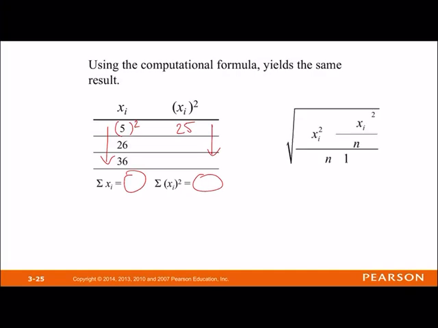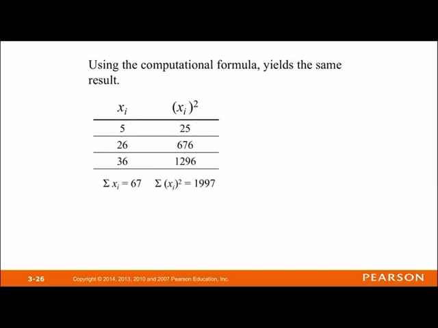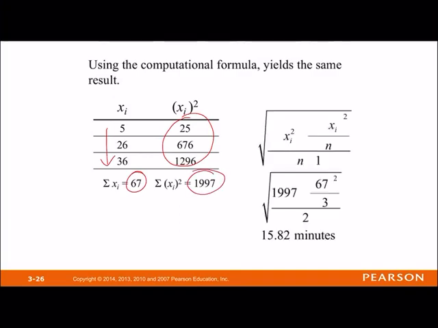And the formula here is that. Okay. So your computational formula, again, when I squared everything, these were the results I get. When you add down the left column, you get 67. When you add down the right column, you're going to get 1997. So your sum of xi squared minus the sum of xi, squared, over n, divided by n minus 1.